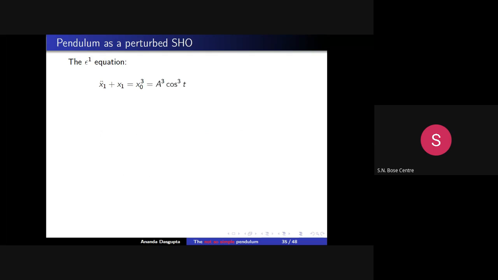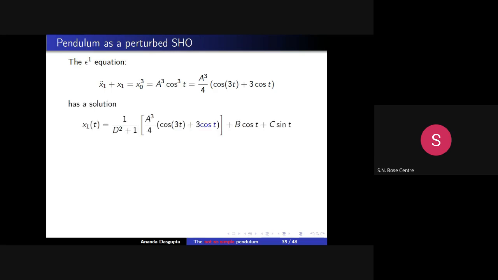Plug it in. So you get a standard driven harmonic oscillator equation with cos cube t on the right-hand side. That's actually pretty easy. You know how to handle sines and cosines in a harmonic oscillator driving term. Elementary trigonometry. I'm pretty sure all of you know this. This equation has a solution which is the solution of the corresponding homogeneous equation, b cos t plus c sin t, plus a particular integral which you get by using the 1 by D square plus 1 operator. So can anybody spot a problem with this? Not with this, but in the next step.